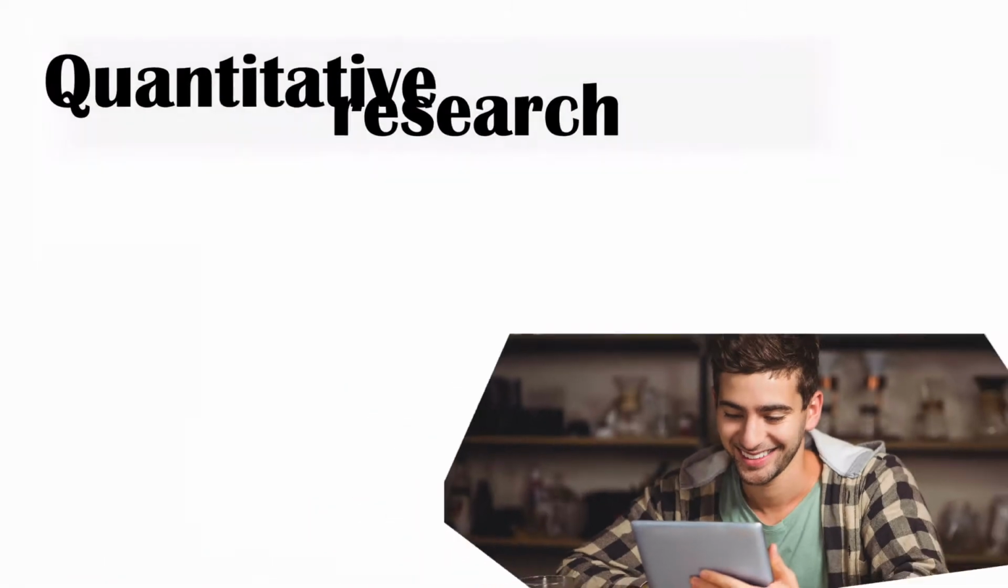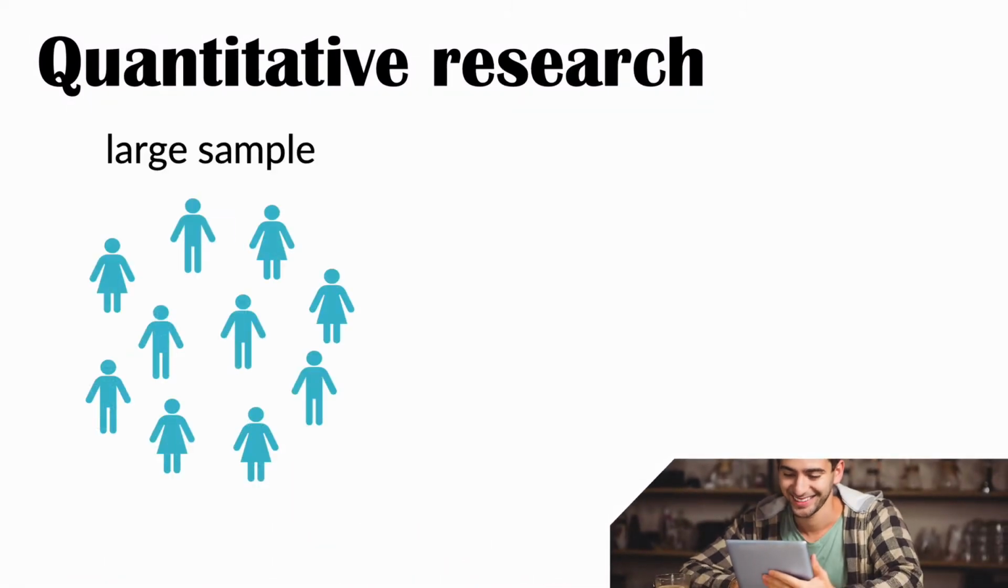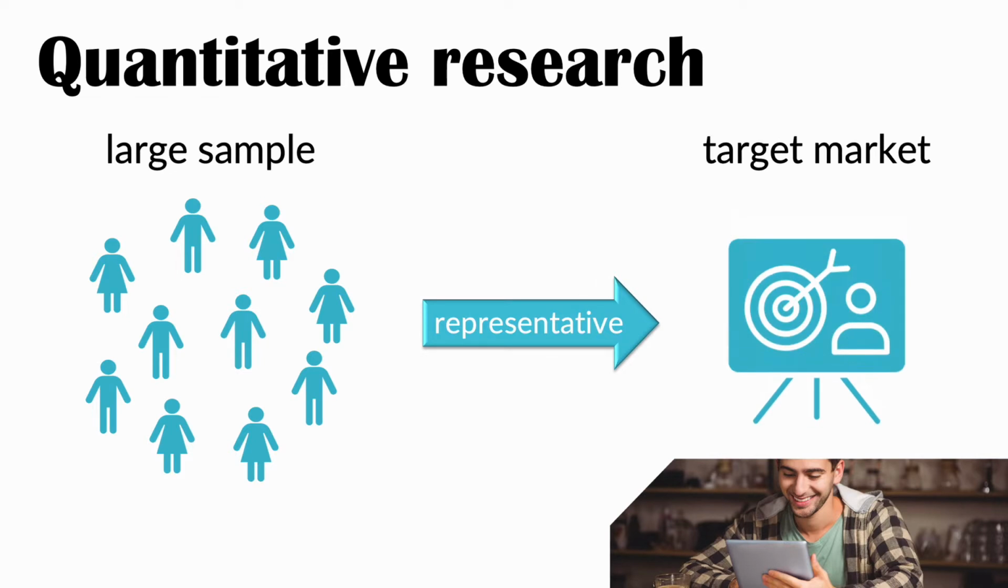In quantitative research, you get information from a large number of participants, which allows you to have a respondent sample that is large enough to be representative of your target market. That is, whatever is going on in this sample is likely to be going on in your market as a whole. Anyway, just as in the case of qualitative research, quantitative research can come in several different formats.